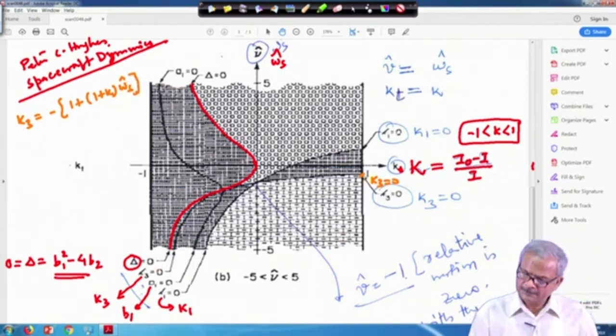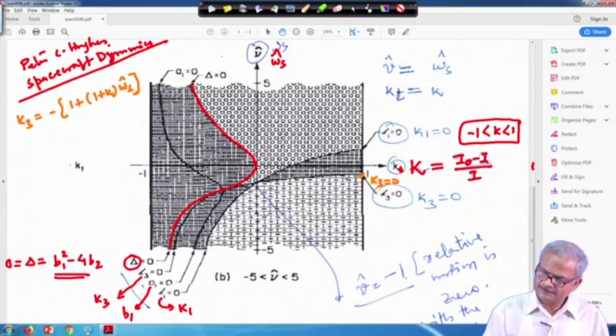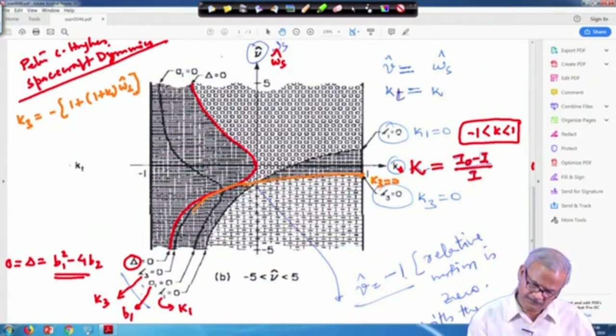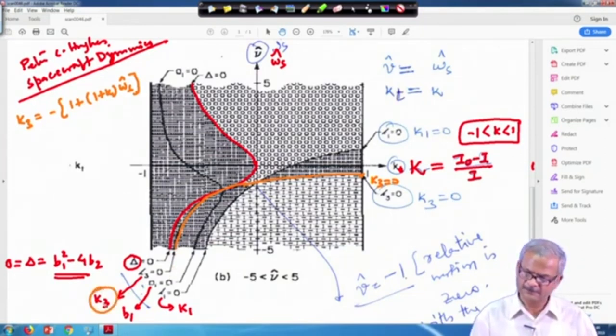So, this point we are picking up here in this place, okay. And k3 equal to 0. So, this line is being shown as k3 equal to 0. This line is running from this place and it is going like this. So, this is your k3 equal to 0, which is shown here by this red one, okay.